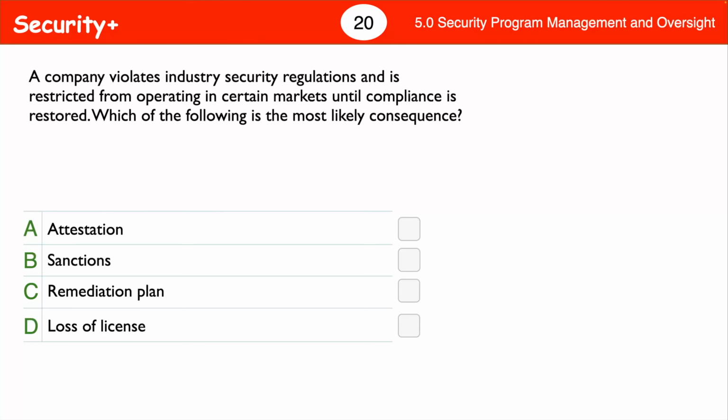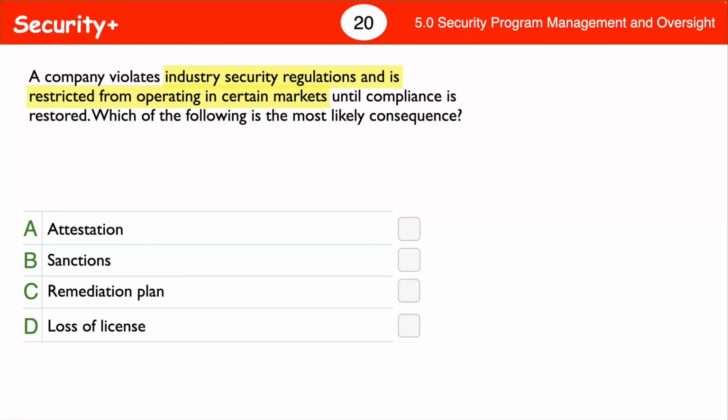Question 20. A company violates industry security regulations and is restricted from operating in certain markets until compliance is restored. Which of the following is the most likely consequence? A, attestation, B, sanctions, C, remediation plan, or D, loss of license? All right, so there's a single key phrase here for this one, and it's going to be industry security regulations and is restricted from operating in certain markets.